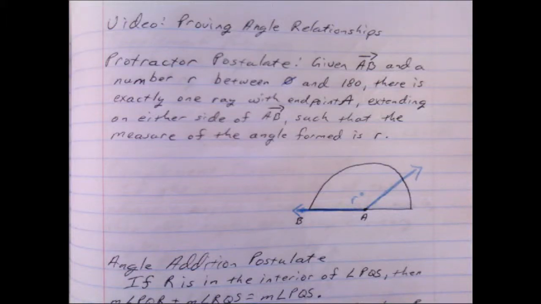So today we're going to be discussing angle relationships with our proofs. We're starting out with our protractor postulate. Given ray AB and a number r, where r is between 0 and 180, there is exactly one ray with endpoint at A extended in either side of AB such that the measure of the angle formed is r.